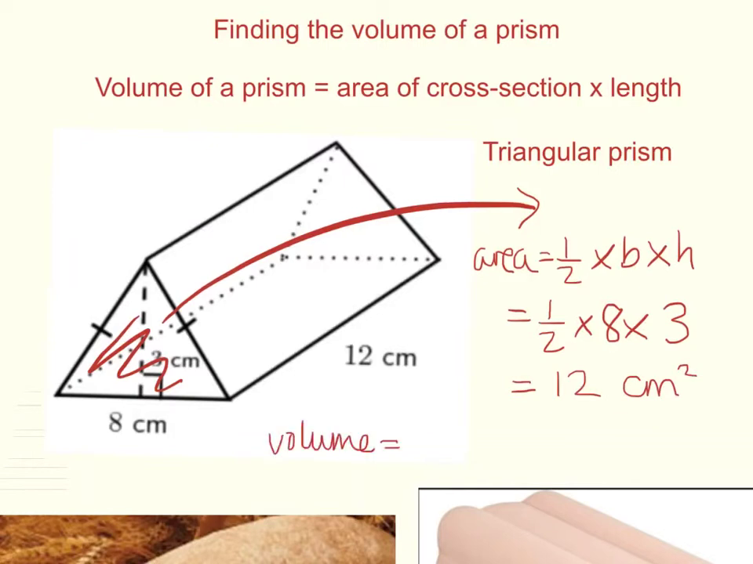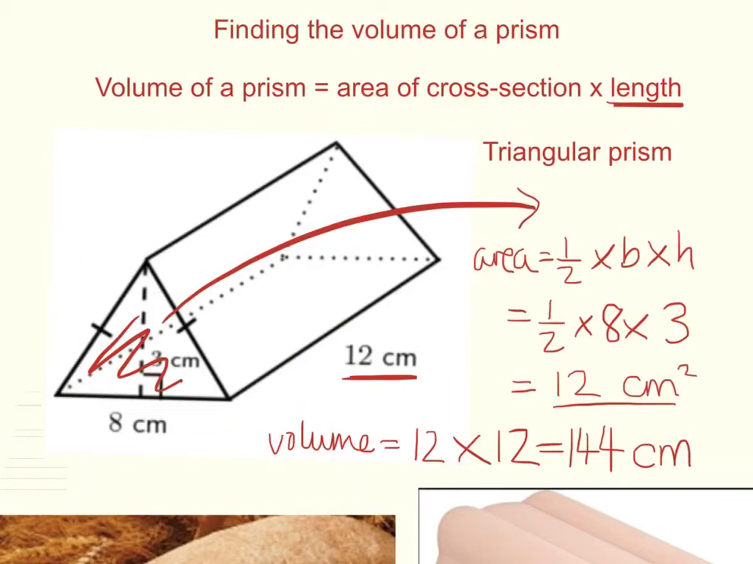Now we just need to multiply the area of our cross-section, so this, 12, by the length, which is 12 also, so we get 12 times 12, which is 144, and the units for volume are centimetres cubed, because we've kind of done centimetres times centimetres times centimetres in our calculation. So that's why we get that little 3 centimetres cubed.